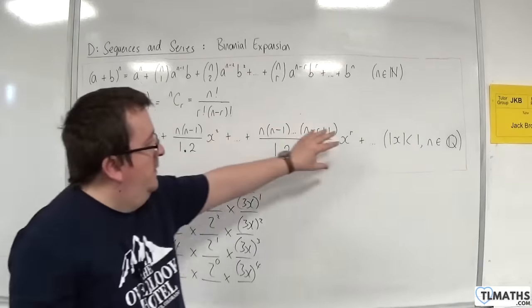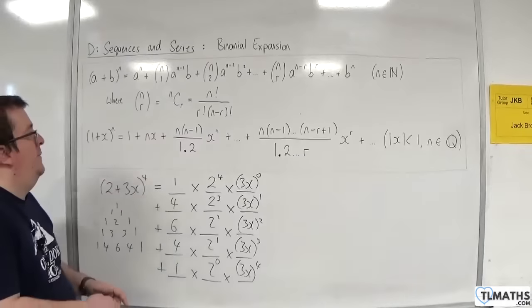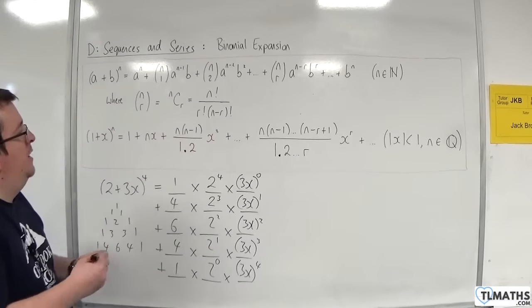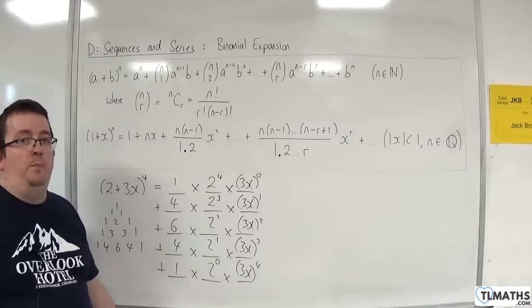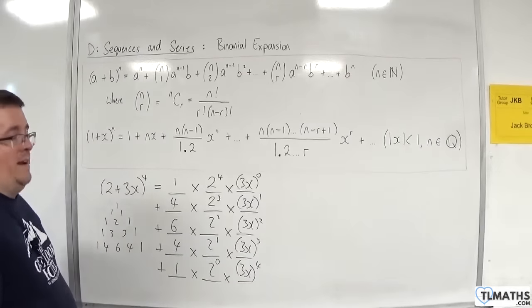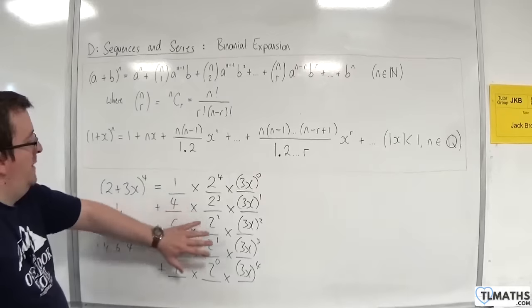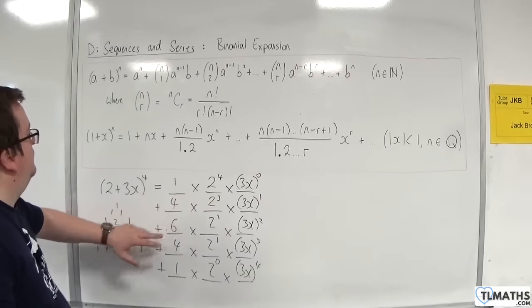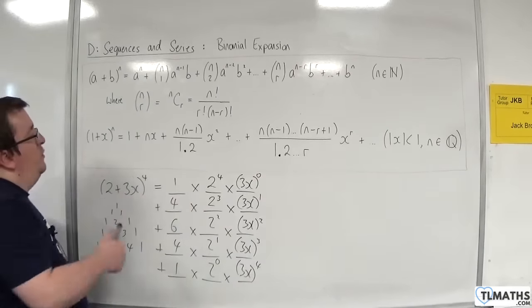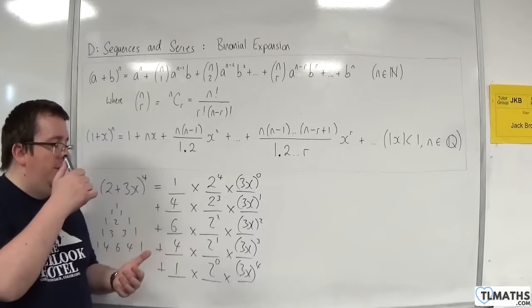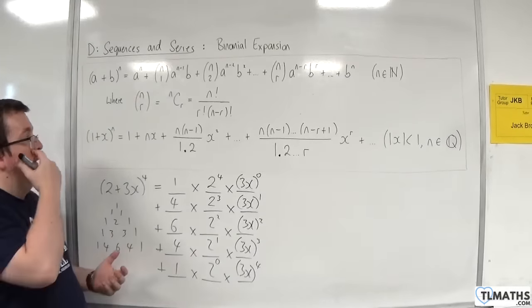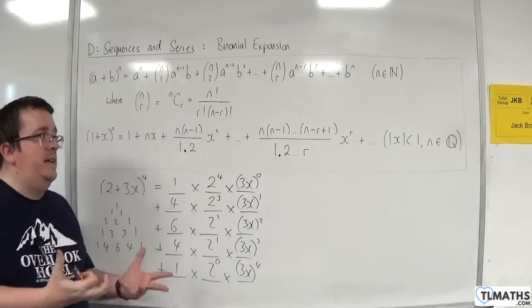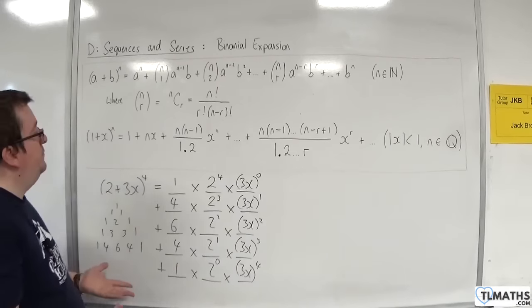Now, this second formula that you have here, you would most often use this one when n is negative or fractional or both. You can use it to do something like (2 plus 3x) to the 4, but I wouldn't recommend it. I would probably set it out like I've done there. This one you're going to utilize if you've got it to the power of minus 4 or a quarter or something like that.